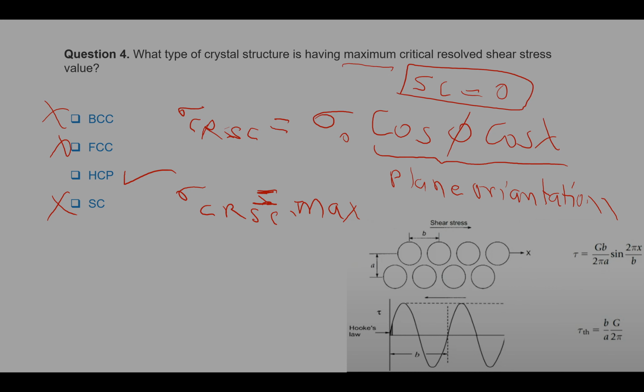If you want to find out the theoretical shear stress value, that is a very easy way. I'll show you the formula. Here it is written already, this formula. This formula says that this tau is directly proportional to the Burgers vector B value. If it increases, then the theoretical shear stress value will also increase.